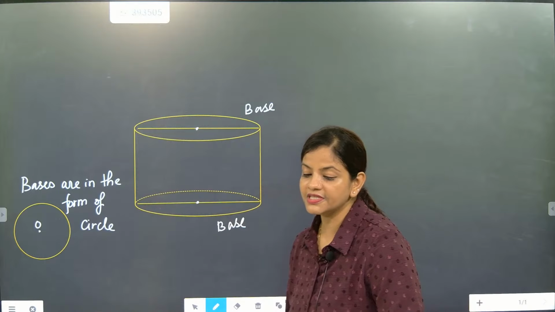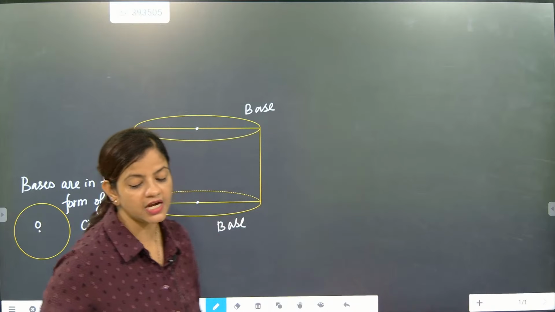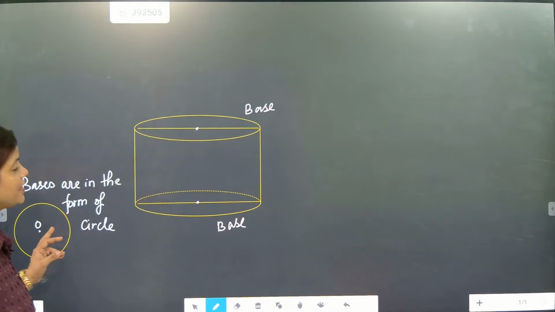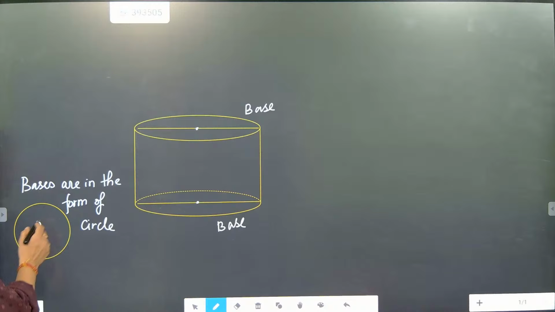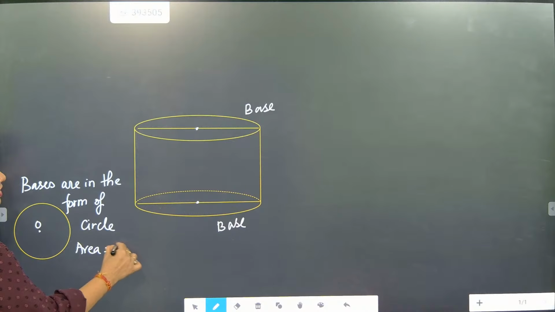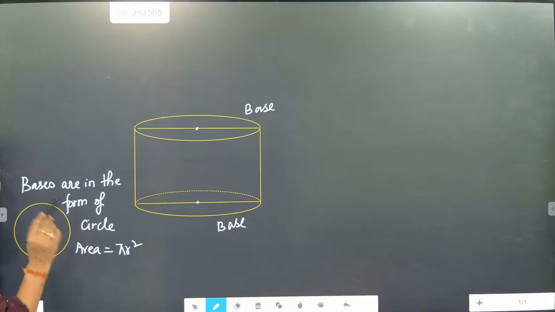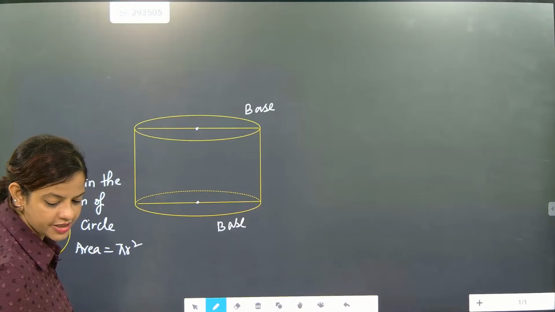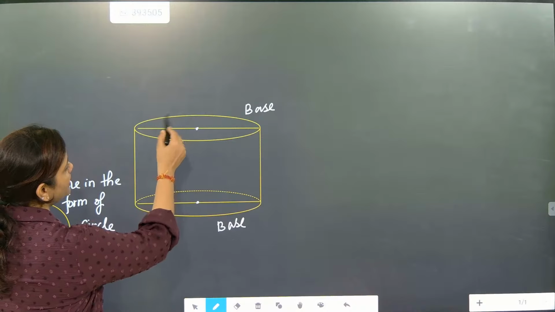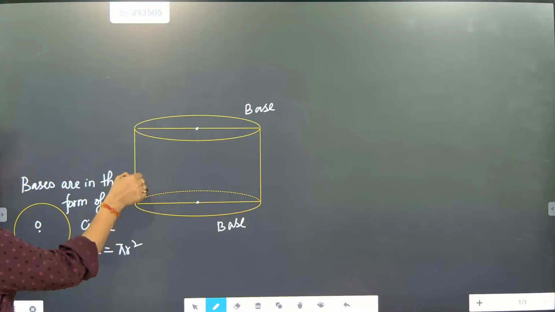Now, beta, how many bases are there? Everybody keep responding and start answering the questions. So, here, how many bases are there? Two circles are there. So, what is the area of circle? The base area must be pi r square. How many areas are there? Pi r square, pi r square. So this upside base is pi r square.